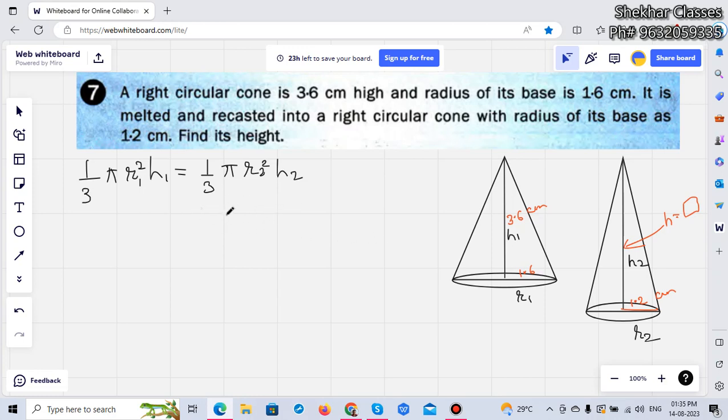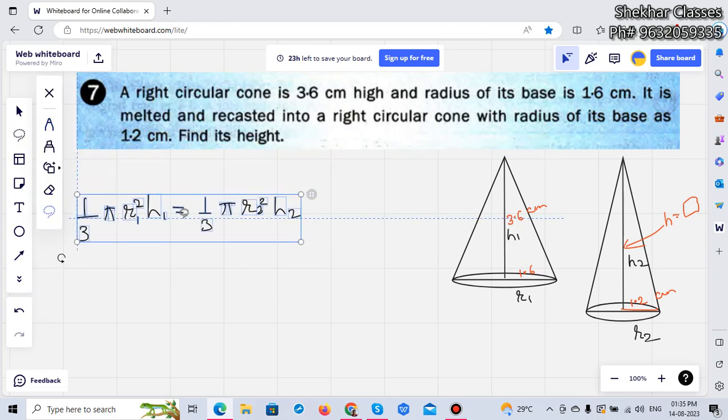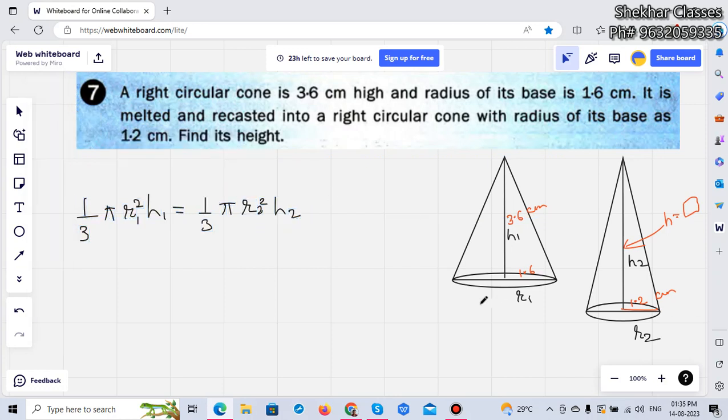Now why I did that? See, you may have to write in the beginning the volume of the first cone, say cone A, and the cone B would be the same. So this is cone 1 and this is cone 2. So volume of cone 1 is equal to volume of cone 2. And this is the formula. So 1 upon 3 and 1 upon 3 get cancelled. Pi will get cancelled. It's very easy to solve in this manner, right?